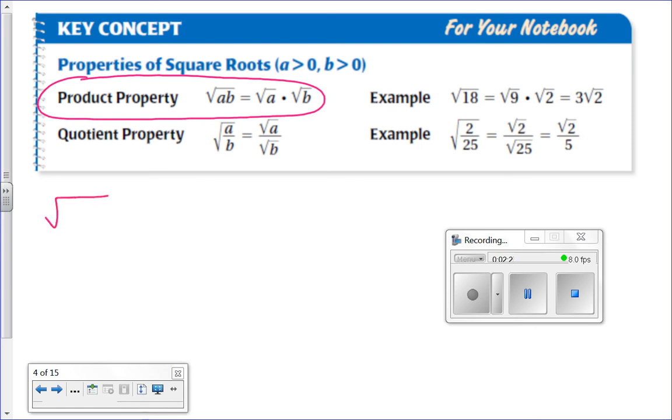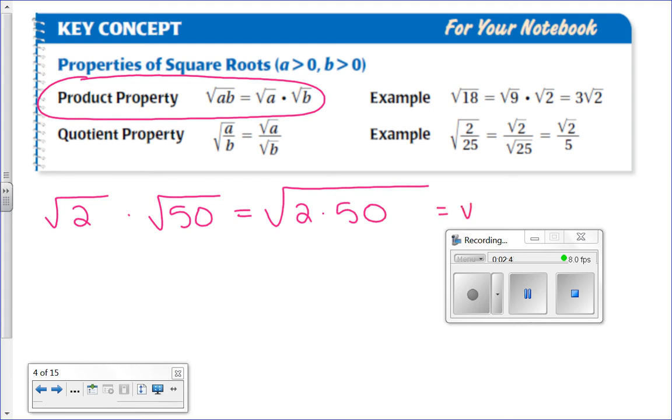If I had, for example, the square root of 2 times the square root of 50, since they're both square roots, I could put them all underneath one giant square root together, 2 times 50. And 2 by itself is not a perfect square, and 50 by itself is not a perfect square, but put them together, look what we get, the square root of 100, which is a perfect square, 10. So it's kind of cool that sometimes you can put them together and get that perfect square.